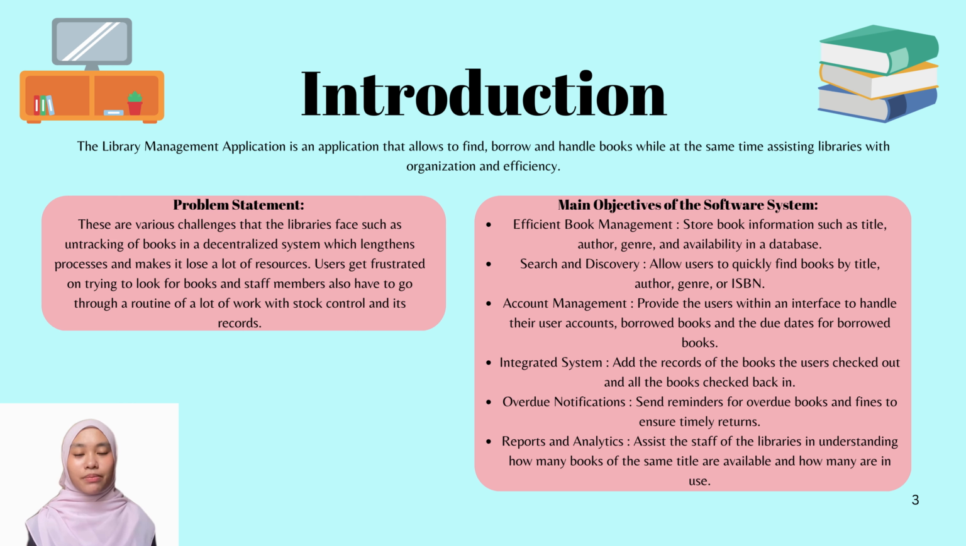There are 6 main objectives of the software system. The first one is efficient book management: store book information such as title, author, genre, and availability in a database. Second is search and discover: allow users to quickly find books by title, author, genre, or ISBN.